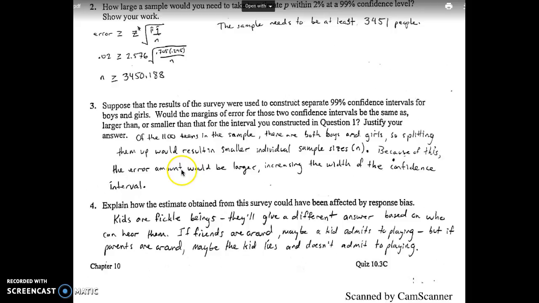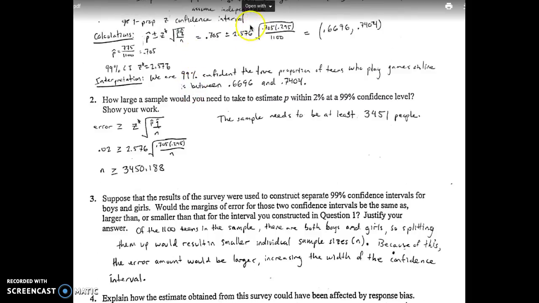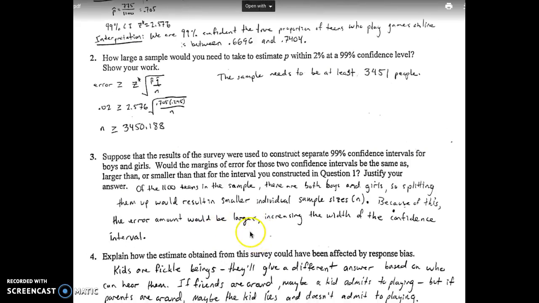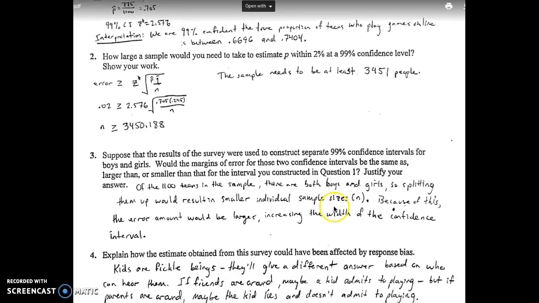And whenever you have smaller samples, the error amount is larger, because if you have a smaller thing that you're dividing by, this whole number becomes larger when the denominator is smaller. And if this is larger, when we go back up here, that means a larger amount that we're adding or subtracting from our p-hat, which makes the width of the confidence interval larger. So that means the error amount is larger. And the reason for that, again, is because the sample size is smaller.